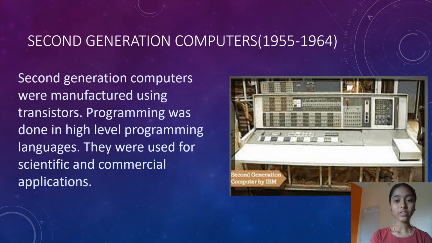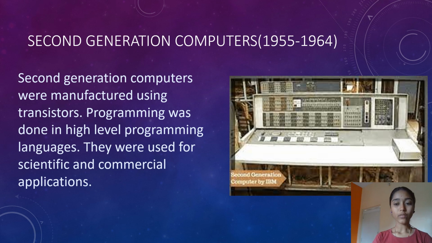Second generation computers. It started in 1955 and lasted till 1964. Second generation computers were manufactured using transistors. Programming was done in high-level programming languages. They were used for scientific and commercial applications.